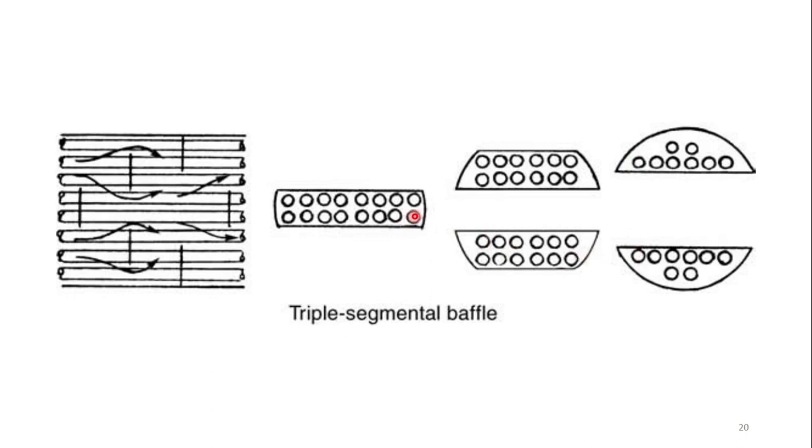But these are three segmental baffles. The baffle will have three different kinds of segments, right? This is the smallest one, which is arranged over here, and these are the two segment baffles which are arranged over here, and these are the two baffles which are arranged at this point, right? As you can see, the triple segment baffle has a different flow direction or flow configuration inside the shell.